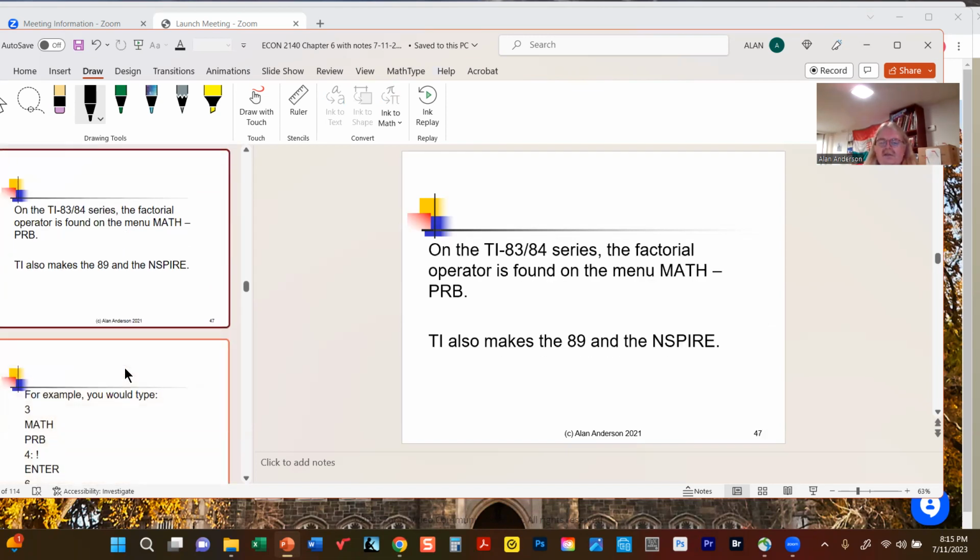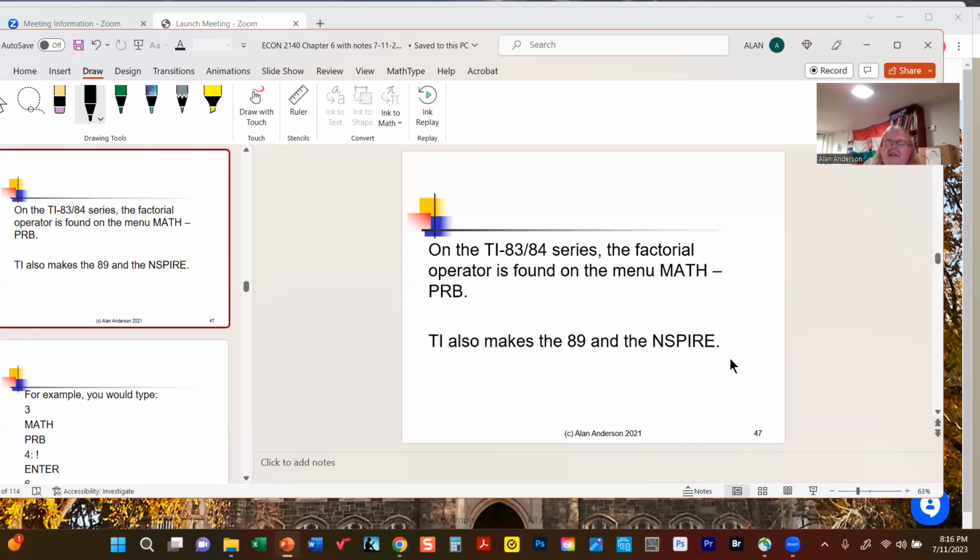Now, this is for the 83 and 84, and that includes, by the way, the 84 CE, which is a relatively new version. This one says the 84 CE Plus. It's the same as the original TI-84, except the screen is different. And they've added a few new features here and there, not that many, but you have to keep your eyes open because it's not exactly the same as the 84. There's a few improvements, but for the most part, they're almost identical to each other.